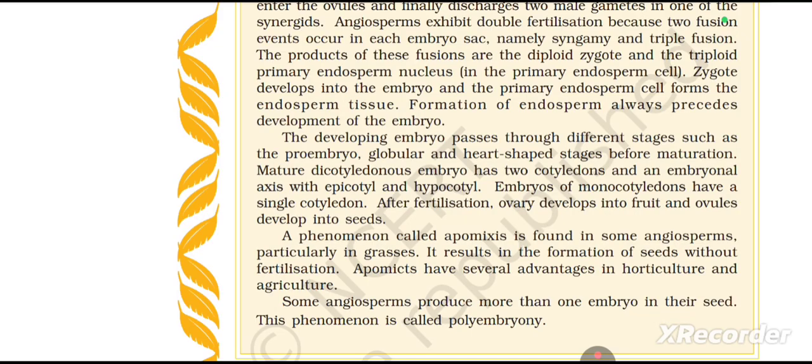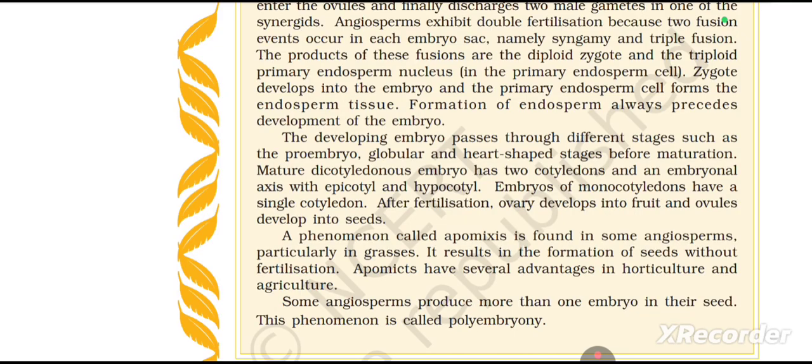The developing embryo passes through different stages such as the proembryo, globular and heart-shaped stages before maturation. A mature dicotyledonous embryo has two cotyledons and an embryonal axis with epicotyl and hypocotyl. Embryos of monocotyledons have a single cotyledon. After fertilization, the ovary develops into fruit and ovules develop into seeds.